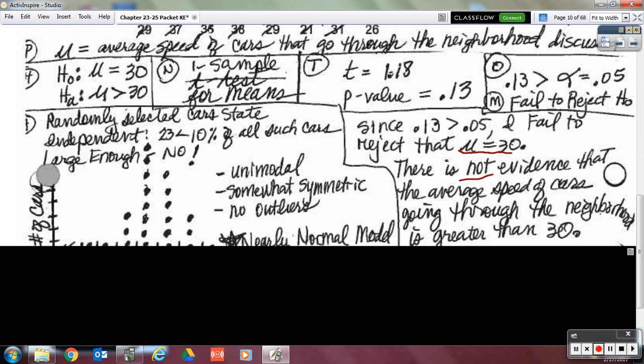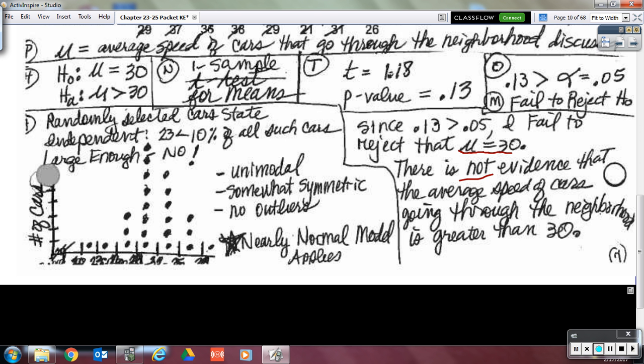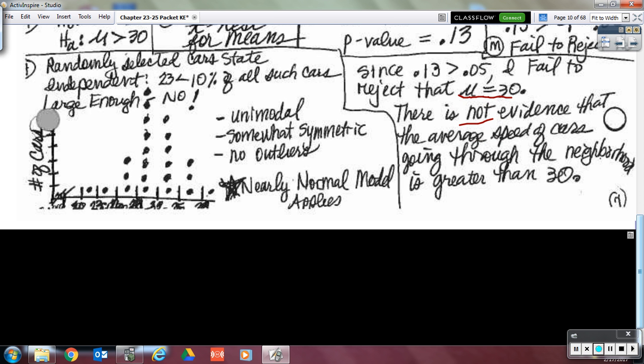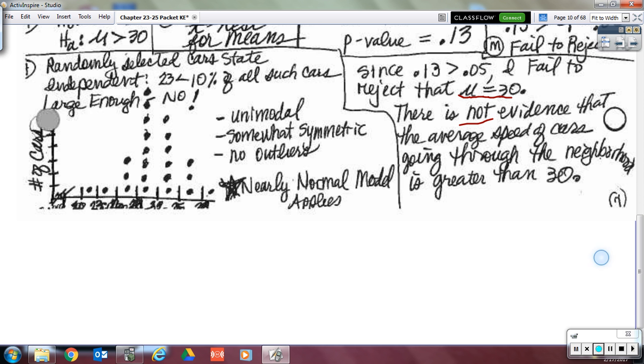Now after we're done with that, we're going to talk conditions, which I have in this little blob over here on the left. So that's kind of the new thing. And look at what you see. You see a picture of a dot plot. So let's have a little discussion about that. First two things are as they have always been. Randomly selected cars is stated. Independent. 23 is less than 10% of all such cars. So those random and independent are good to go.